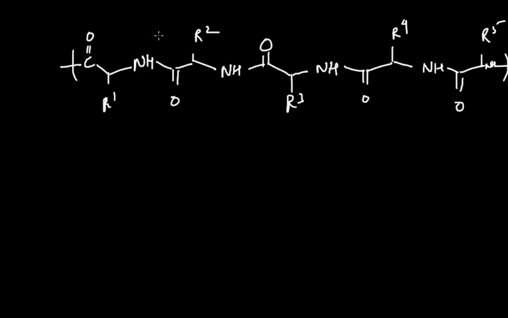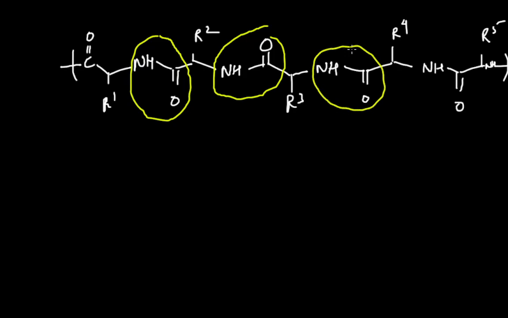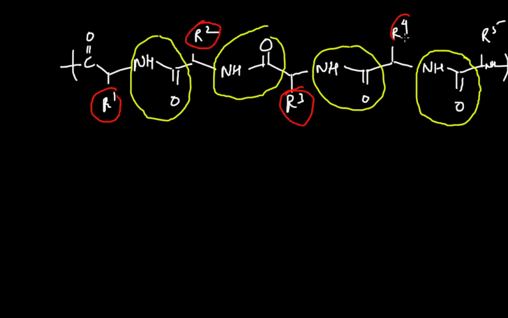So these amino acids are joined together by amide linkages. So I'll just circle the amide linkages. Amide linkages are CO and NH bonds. Okay, and these R1, R2, R3, R4, and R5 could be any possible side chains.